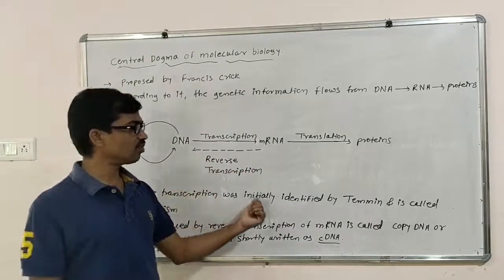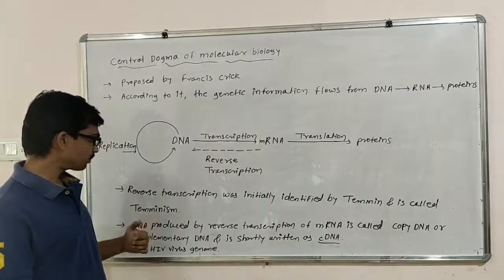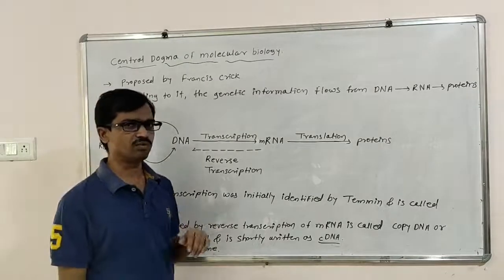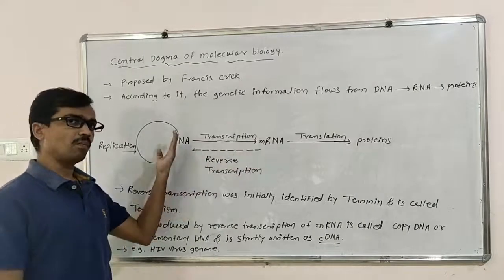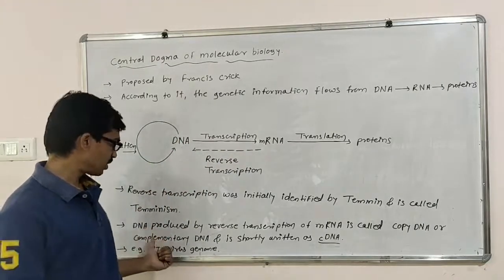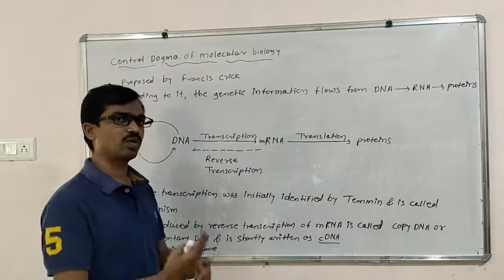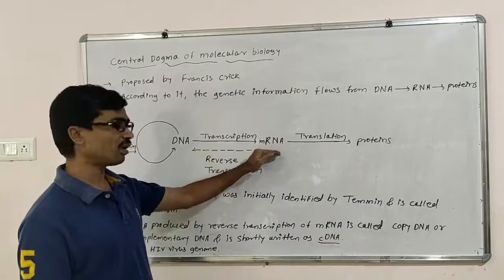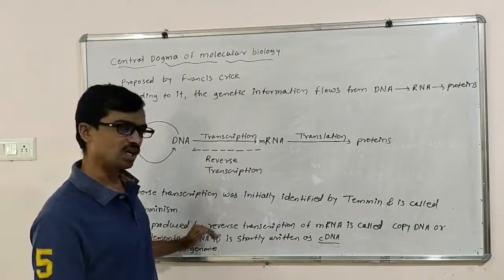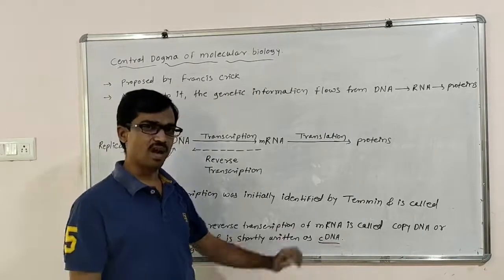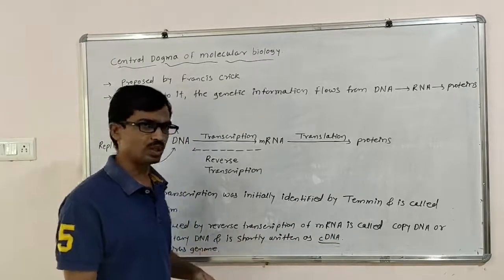Because reverse transcription was initially identified by Temin, it is called Teminism. And there are lots of examples of reverse transcription. The DNA that is produced from mRNA by the process of reverse transcription is called complementary DNA or copy DNA, because it is copied from mRNA, that is why copy DNA, and because it is complementary to the mRNA, that is why this DNA is also referred to as complementary DNA, which is popularly and shortly written as cDNA. We will talk about this cDNA later on also in the biotechnology chapter.